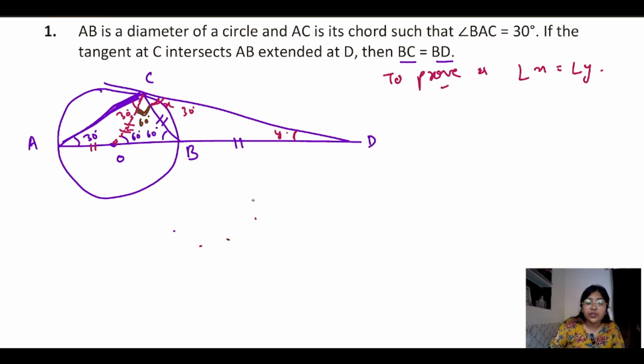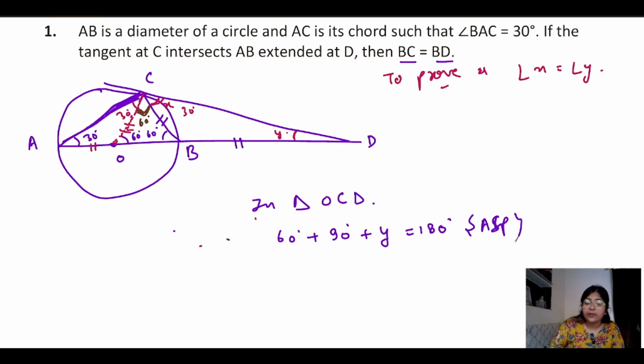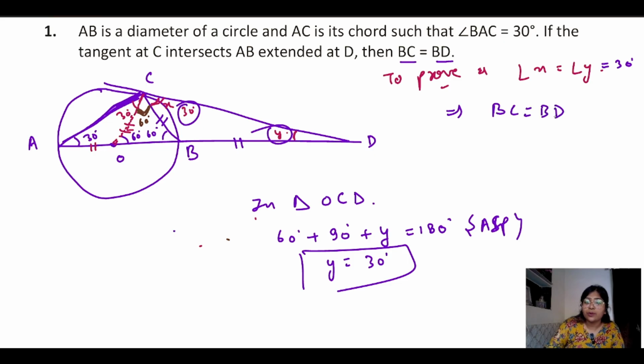Okay, now focus on triangle. In triangle OCD, angle 60 plus 90 plus angle Y is equal to 180. Yes or no? Yes, by angle sum property. So the value of angle Y will be 30 degree. Yes, very good. We already proved that angle x is equal to angle y. It means angle x is equal to angle y is equal to 30 degree. This implies BC is equal to BD.